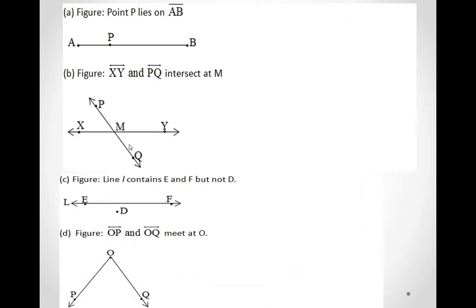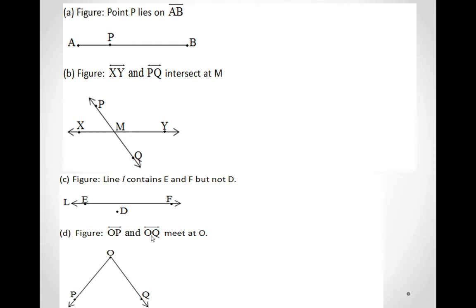Now the next part is figure: line L contains E and F but not D. So first we will draw a line L which contains points E and F. On that line we will draw point E and point F. But the condition is but not D, so outside of the line we will show the point D.